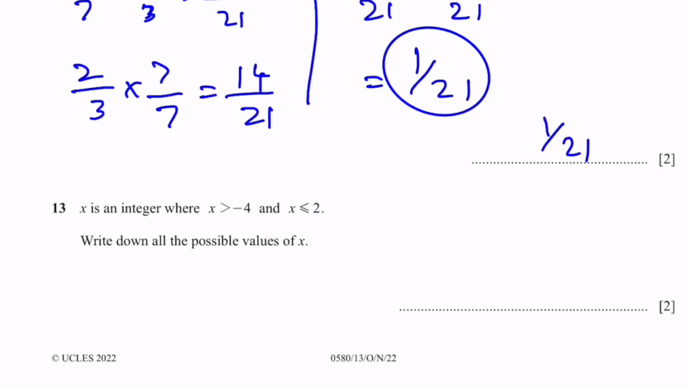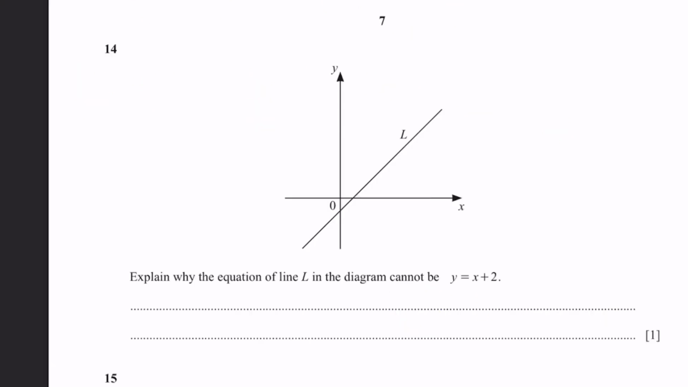Question 13. X is an integer where x is greater than minus 4 and x less than or equal to 2. Write down all the possible values of x. So x is greater than minus 4. So it can be minus 3, minus 2, minus 1, 0, 1, 2, and then x is less than or equal to 2. 2 is included because less than or equal to. Equal to is also possible. And actually, this is the full set of values. That's the answer.